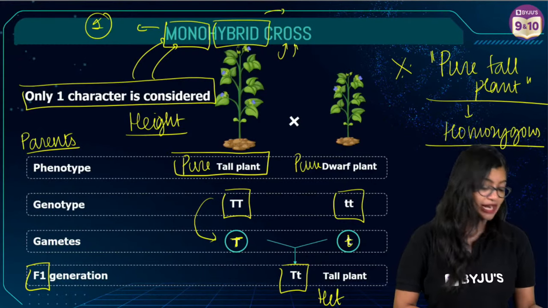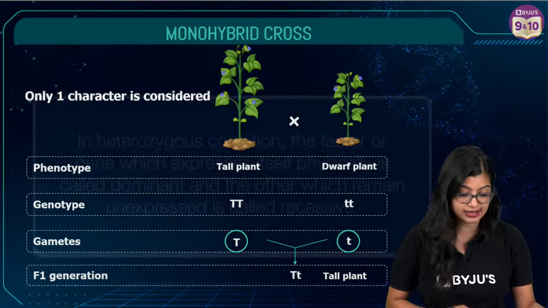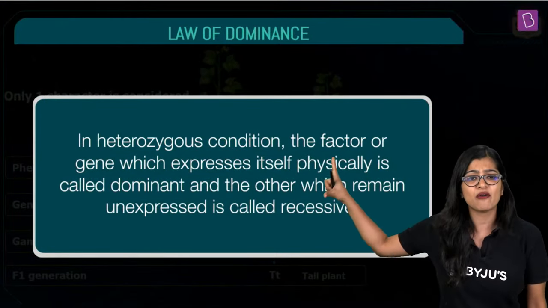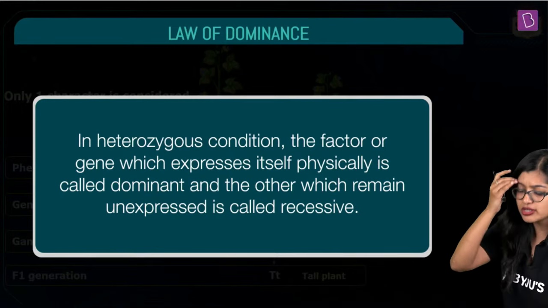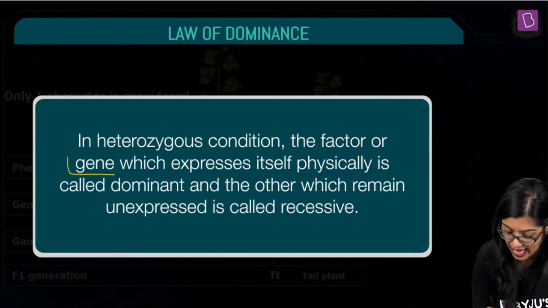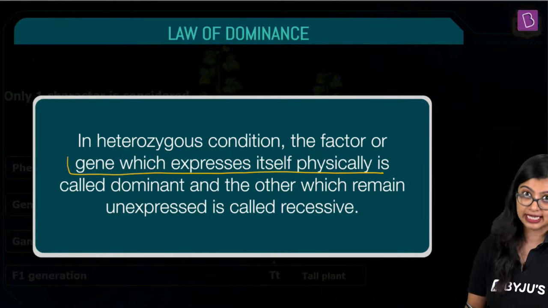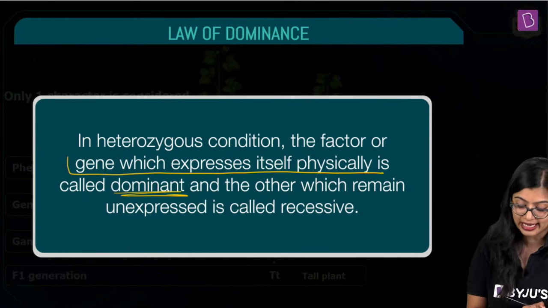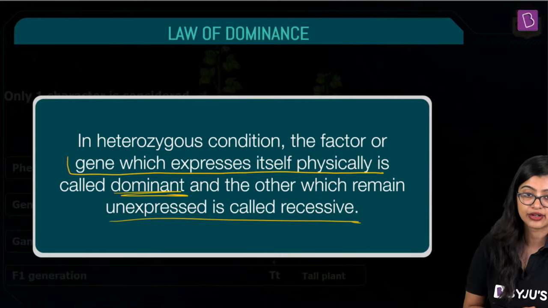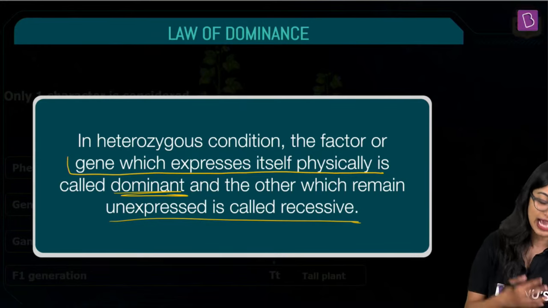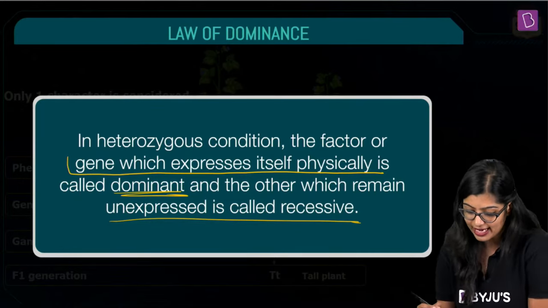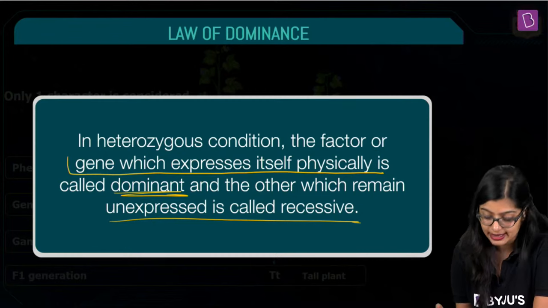So this gave Mendel the idea of the first law of Mendel's, which is the law of dominance, which we have already explained, right? So what is the law of dominance? In heterozygous condition, there is one character which will express itself physically, which we call the dominant allele, and the other which will remain unexpressed as recessive, right? So this is what we mean by it. And yes, Tanishq, very good example to remember this, right? That is a very easy way of remembering this.